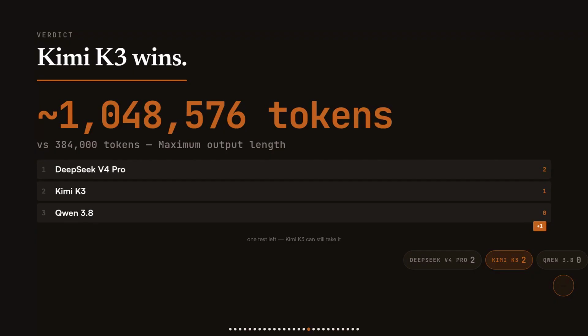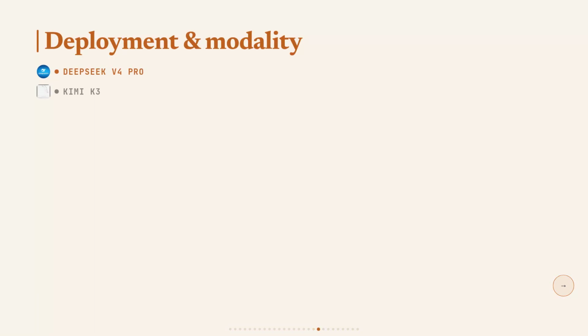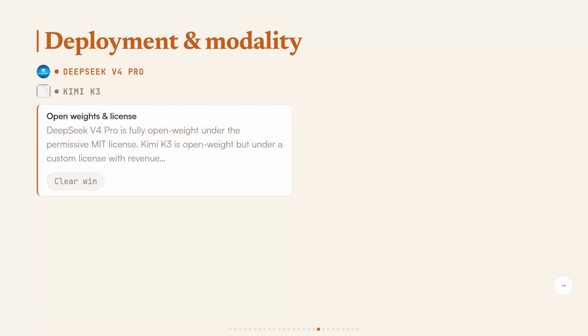The best model on paper doesn't matter if you can't actually license and deploy it the way your project needs. DeepSeek V4 Pro ships fully open weight under the MIT license, which is about as permissive as it gets, 0 revenue-based restrictions. Use it commercially at any scale without renegotiating anything. Kimi K3 is also open weight, but under a custom license with revenue thresholds attached. Qwen 3.8's smaller 27B variant is open under Apache 2.0, but the larger Qwen 3.8 max weights simply haven't been released.